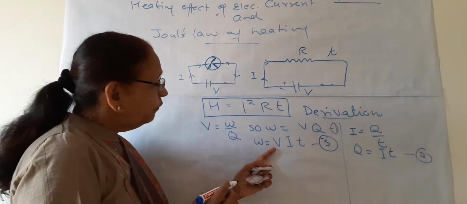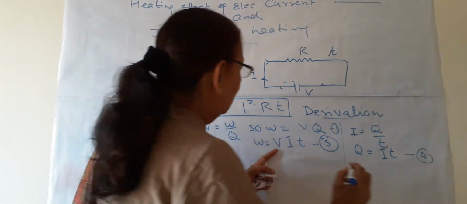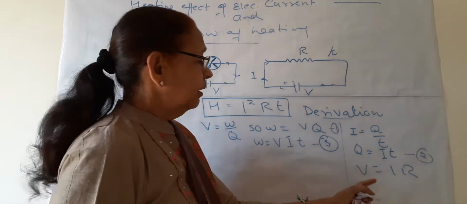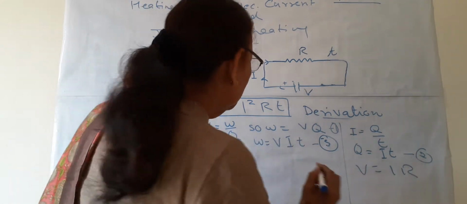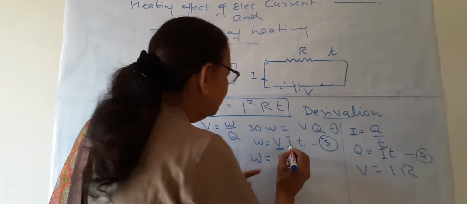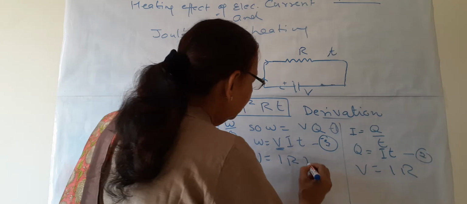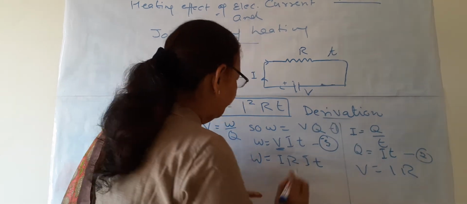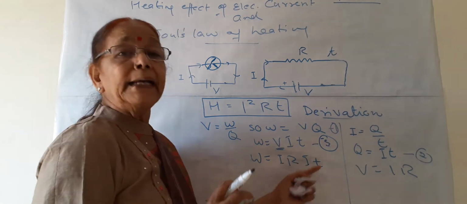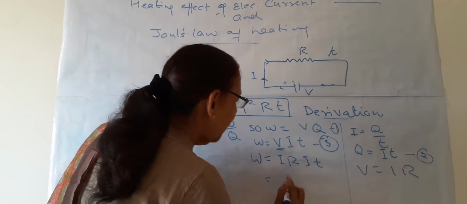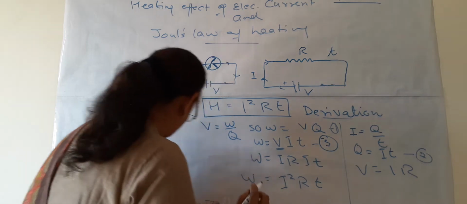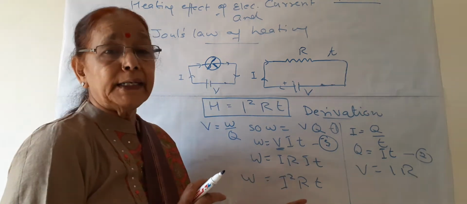Now here we know by Ohm's law that V is equal to IR. This is Ohm's law. PD is equal to current into resistance. So now if we replace this V by IR, then I and then T. So now W is equal to IR, IT, or both these I's together, so I square RT. W is equal to I square RT.